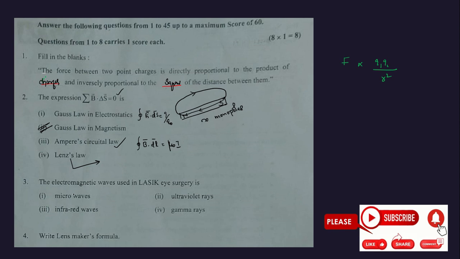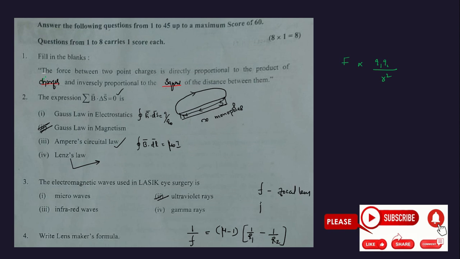Third one, the electromagnetic waves used in LASIK eye surgeries. So one of the applications of ultraviolet rays. വളരെ ഈസിയുള്ള ക്വസ്റ്റ്യനുകളാണ്. Write the lens maker's formula. So we know the relation is 1 by f is equal to (mu minus 1) into (1 by r1 minus 1 by r2).